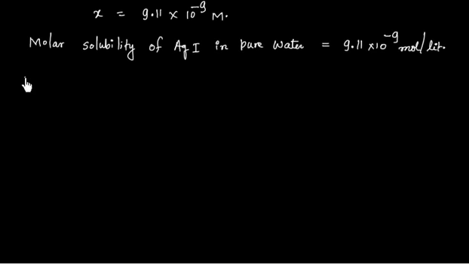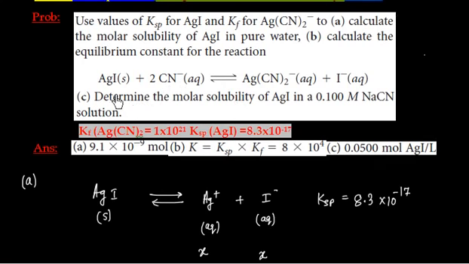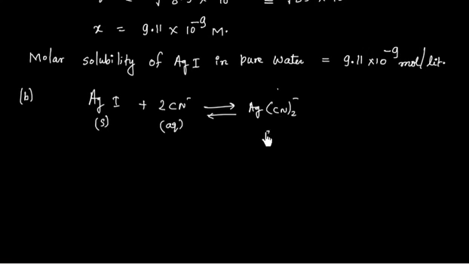Now let us see part B. We have to calculate the equilibrium constant for this reaction: AgI solid plus 2CN minus gives Ag(CN)2 minus plus I minus. So we have to calculate the equilibrium constant for this reaction.